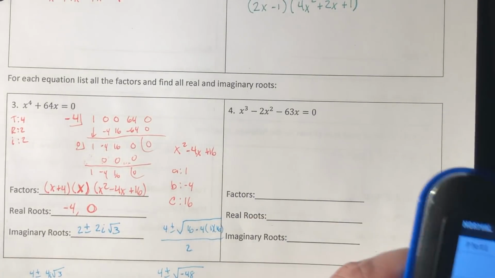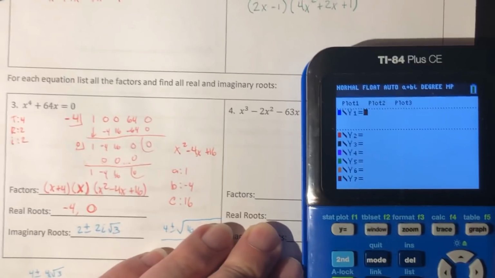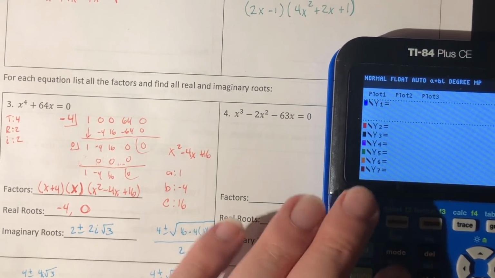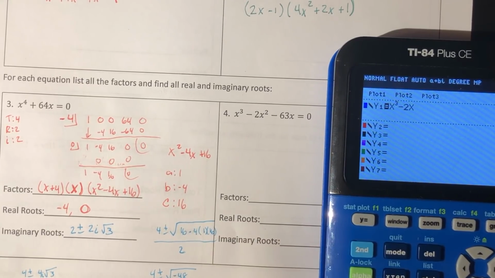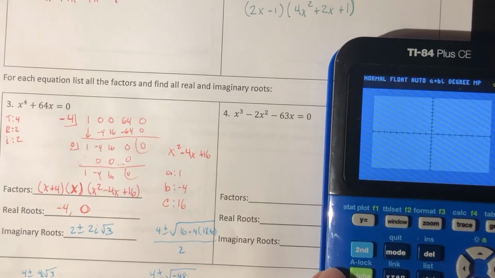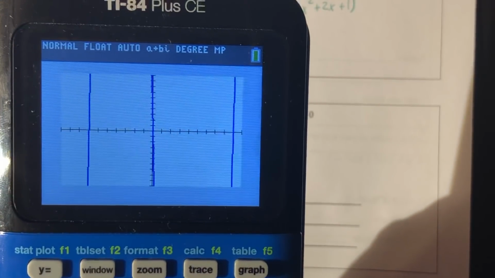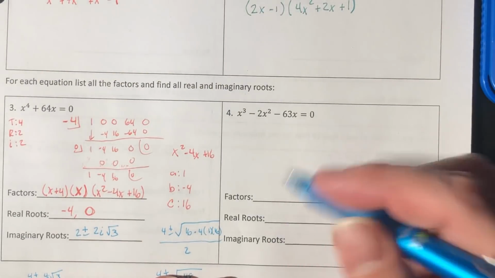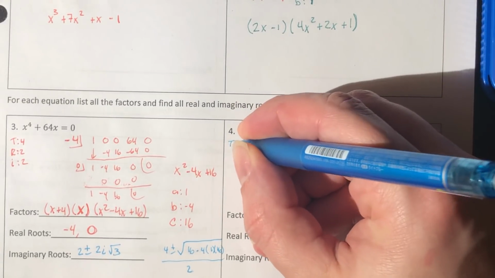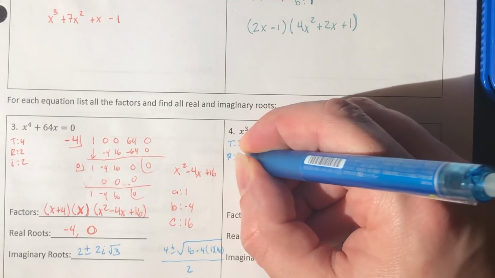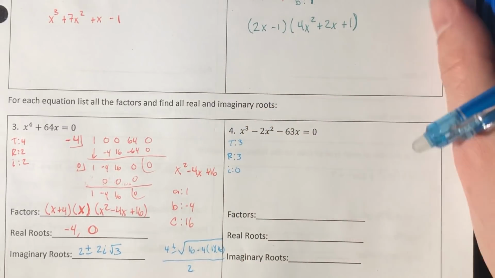So with this one, again, you're going to put it into the calculator. So you've got x cubed minus 2x squared minus 63x. You graph it. So there's going to be 3 roots. And I see that all three of them pass through there, so they're all going to be real roots. So I don't have any imaginary roots.